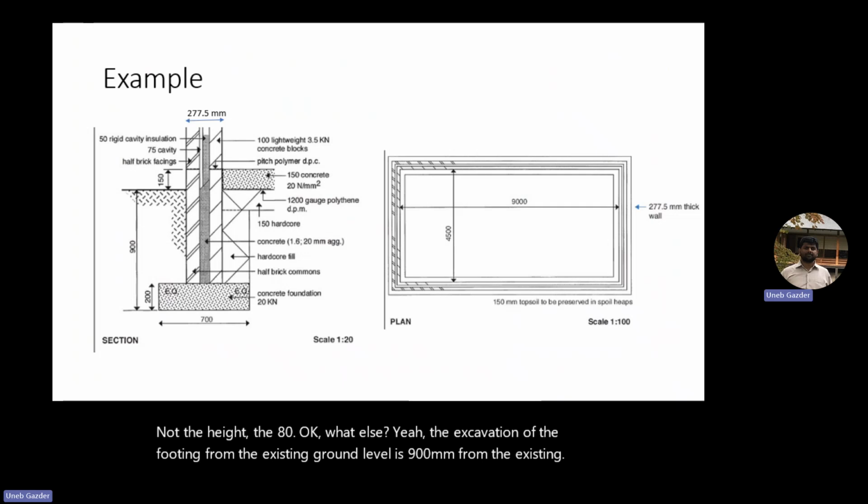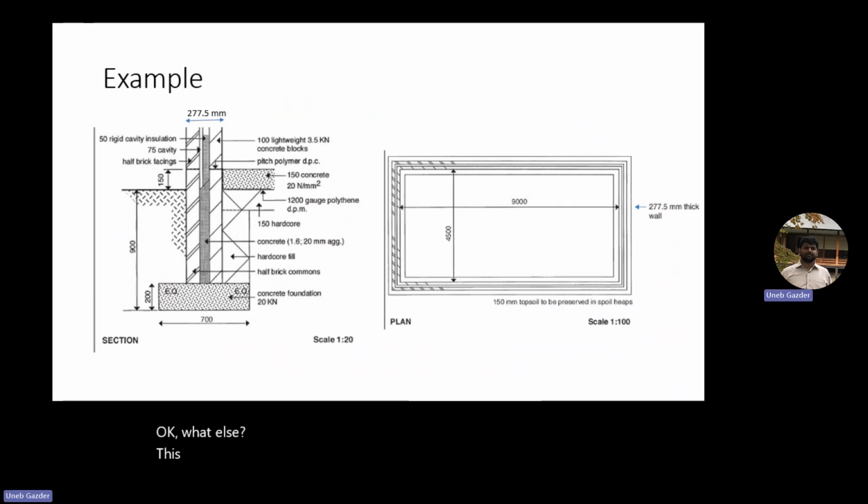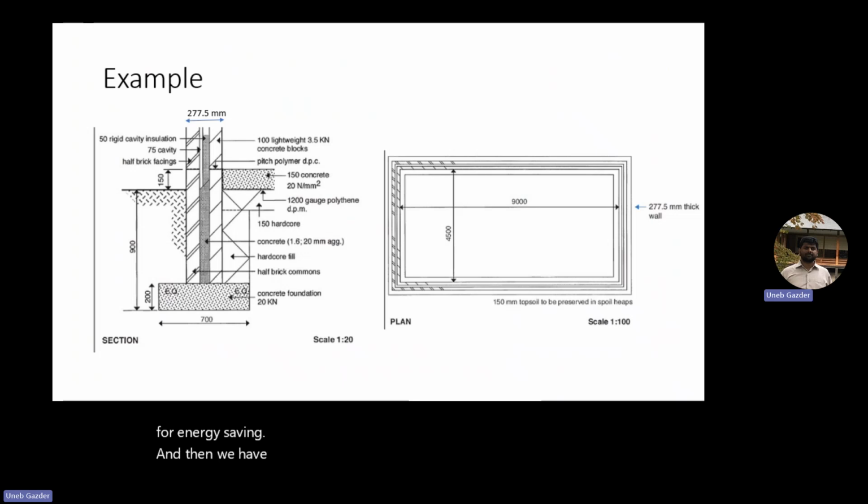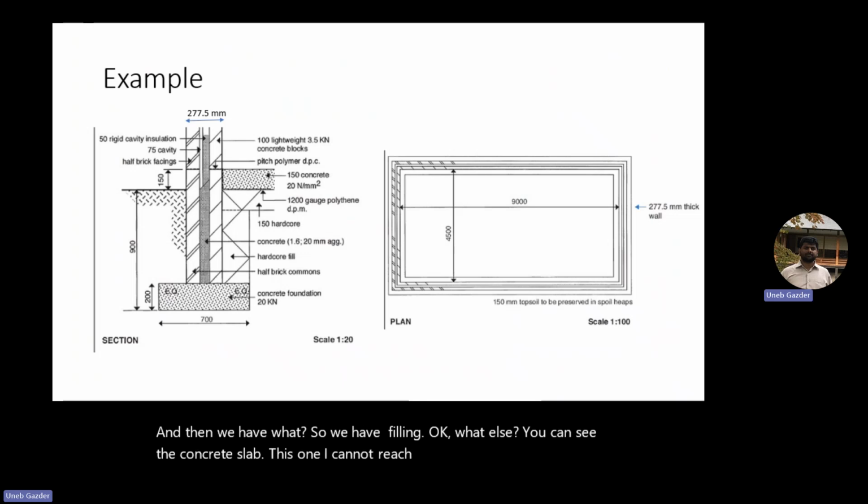This is called the cavity, which you can provide between the external face and the internal face of the wall. It provides insulation and noise cancellation, so good for energy saving. Then we have hardcore filling, and you can see the concrete slab. At the level of the concrete slab, you can see the pitch polymer, which is basically the damp proofing, waterproofing.